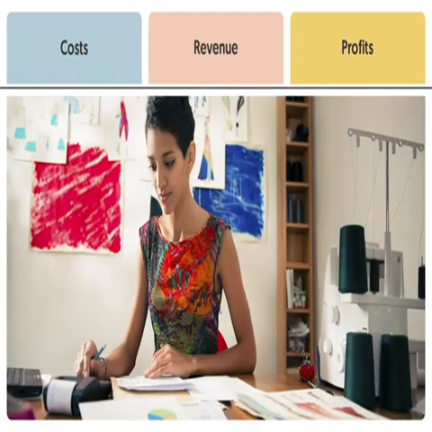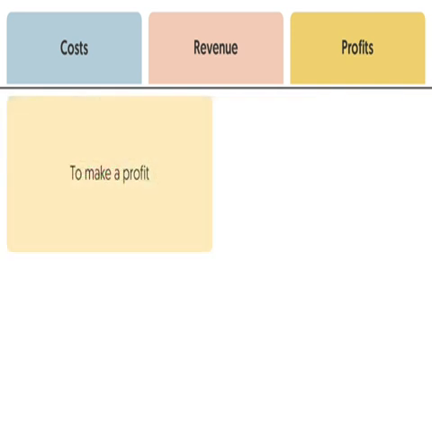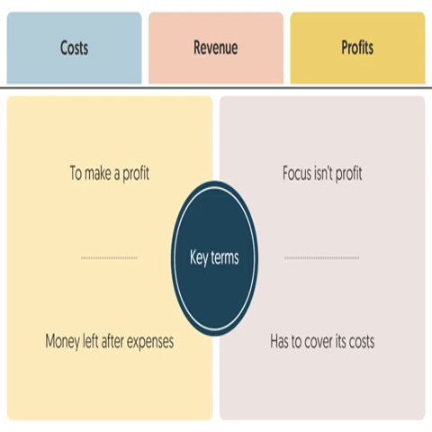In this pod, we're going to go over the fundamental financial key terms regarding costs, revenue, and profits. The main aim of most businesses is to make a profit. Profit is basically any additional money left after expenses. But even if a business's focus isn't purely on profit, it has to earn enough money to cover its costs. Otherwise, it can't survive. So, it's important to understand the main key terms.